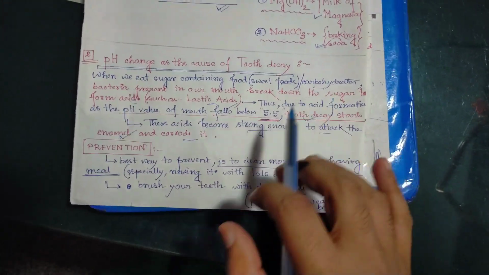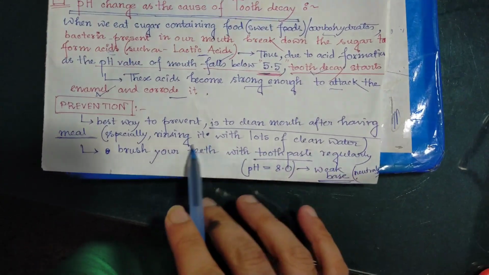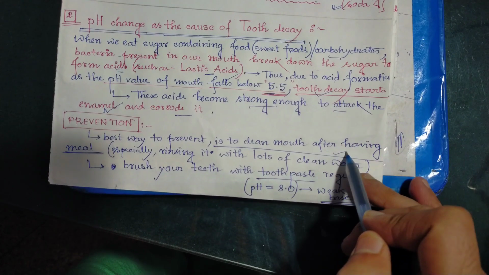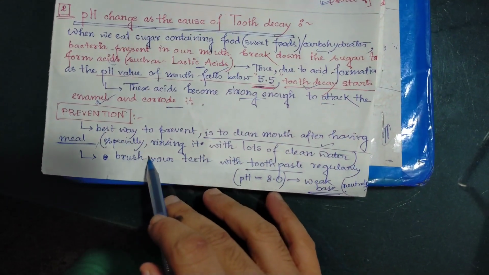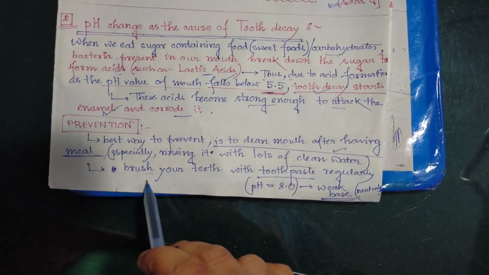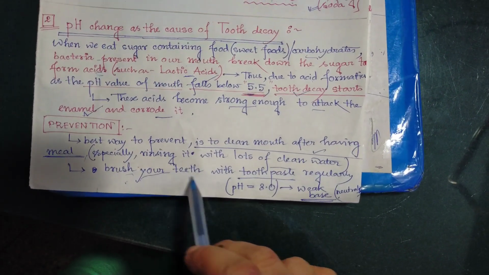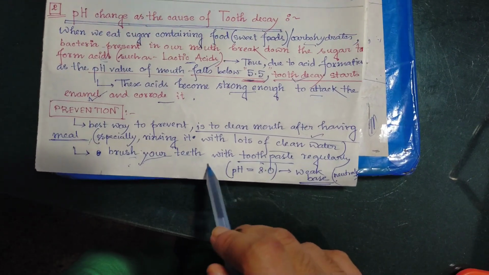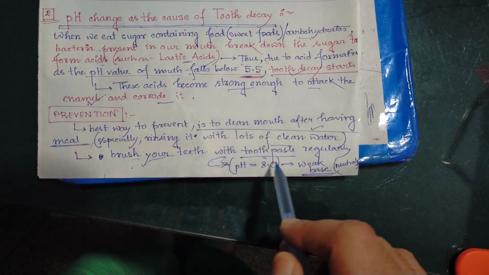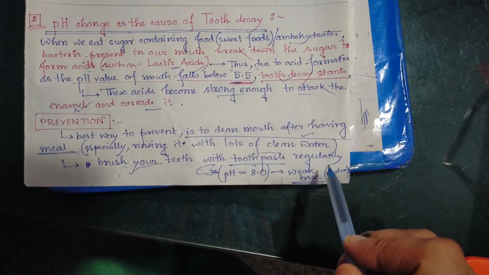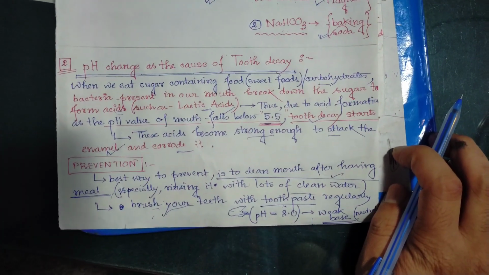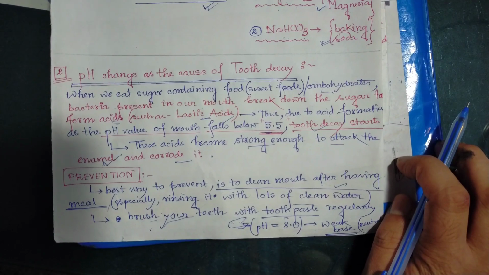So the best way to prevent such problems is to clean the mouth after having a meal, especially rinsing our mouth with lots of clean water. Another best preventive measure is brushing our teeth with toothpaste, because toothpaste has a pH value of 8.0, which is a weak base and is well enough to neutralize this acidic reaction occurring in our mouth, which causes tooth decay by corroding the enamel.